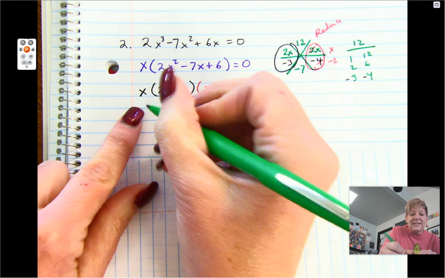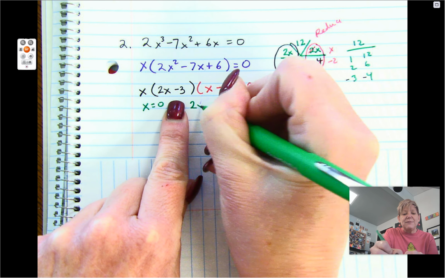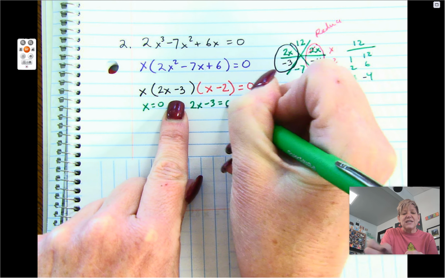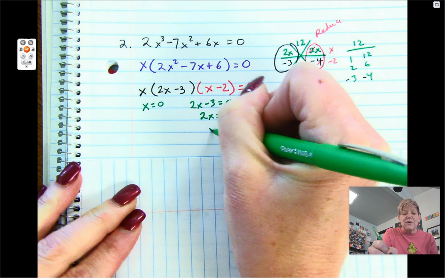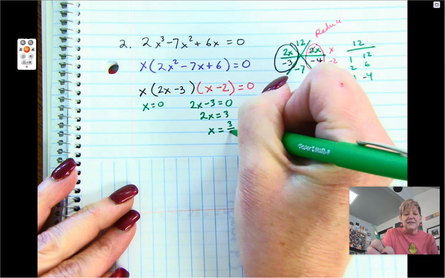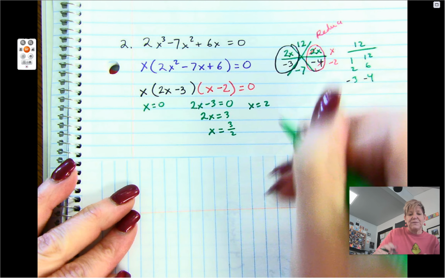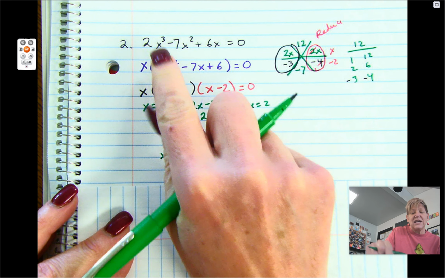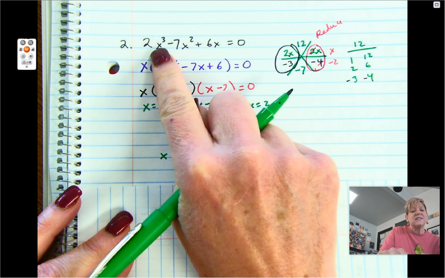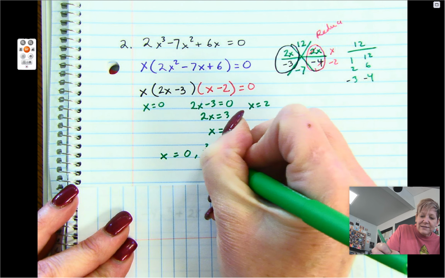So I'm going to get x equals 0. If you have trouble with this one, it's going to be a fraction. 2x minus 3 equals 0. 2x equals 3. So x equals 3 halves. And then this one over here is going to give you an x equals 2. So this time you have 3 answers. The reason you have 3 answers or 3 solutions is because this is an x cubed. 0, 3 halves, and 2.